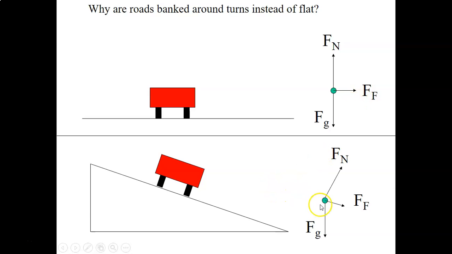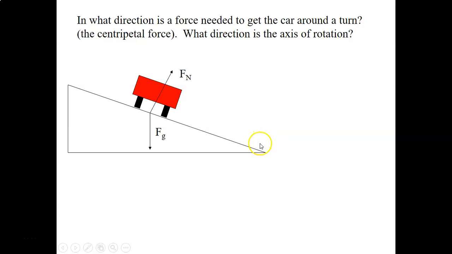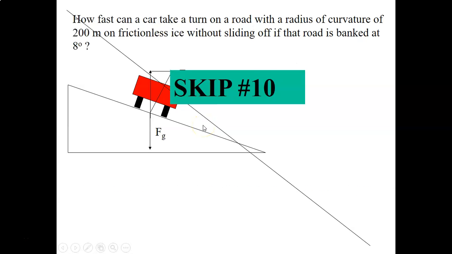So you can only take the turn at a certain speed, whatever your friction allows. If they bank the roads, then a component of this normal force will be in the direction of the centripetal force, which would be to the right, in this case. So there's a certain speed at which you can take a turn that you don't require friction whatsoever, and we could figure that out, but we're skipping that.